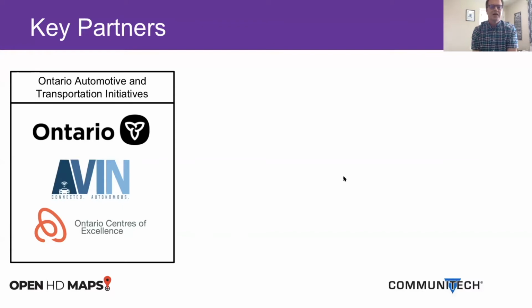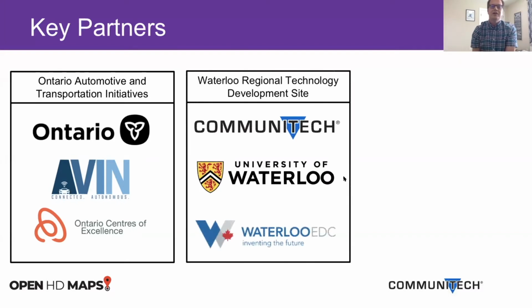Working with another partner, Ontario Centres of Excellence, that has a number of programs through the AVIN program, we are participating in their Regional Technology Development Site program. This program is a number of locations and regions within the province of Ontario. There are 6 of them overall that are focusing on different aspects of automotive technology in the autonomous vehicle space.